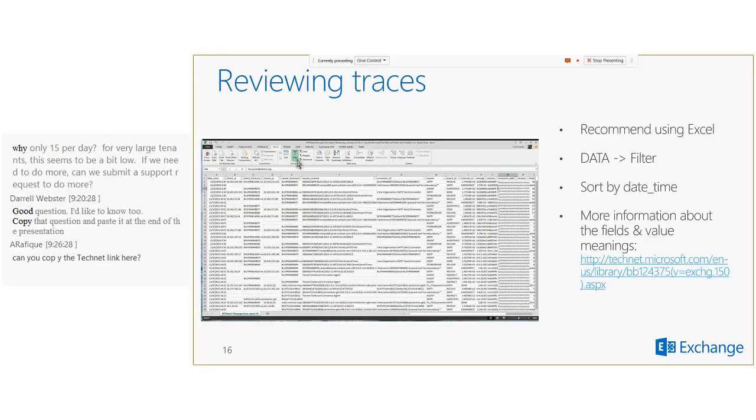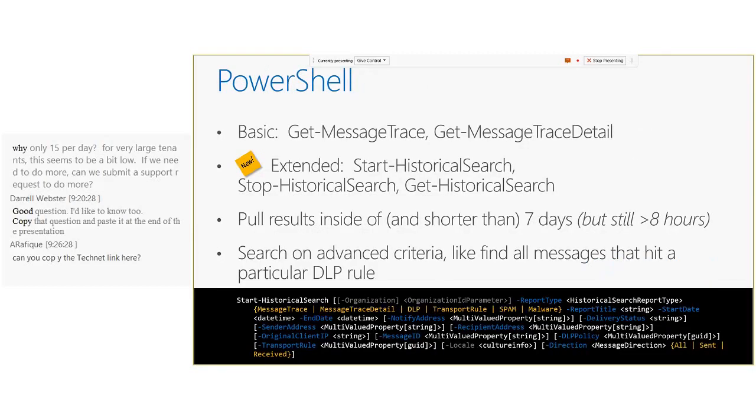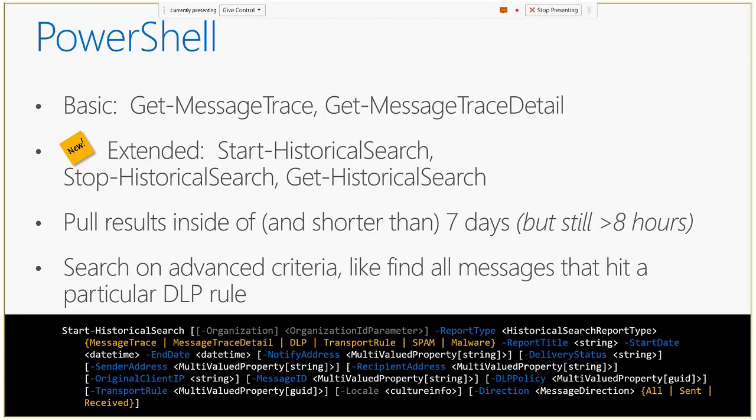All right, so as I mentioned, even though there is only one UI, behind the scenes there are two different features. Likewise, in PowerShell, there are two different sets of commandlets. For the basic message trace, you can simply use Get-MessageTrace and Get-MessageTraceDetail. That will allow you to get the real-time or near real-time functionality that you're used to seeing when you double-click on a message within 7 days.